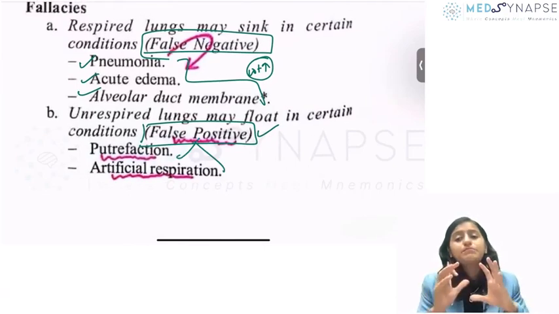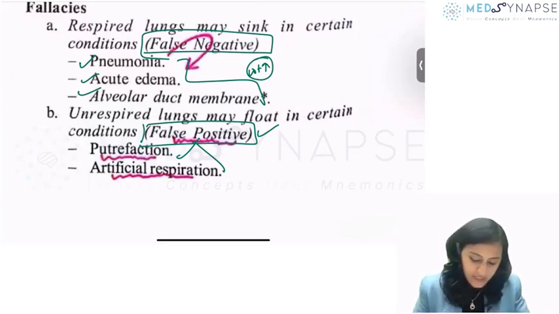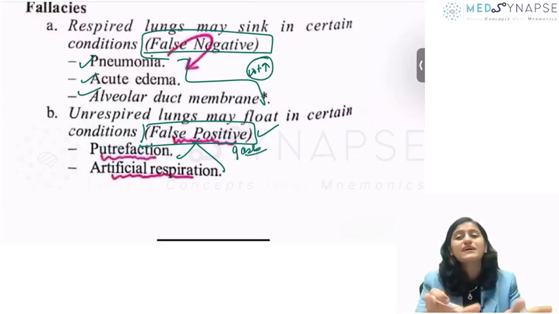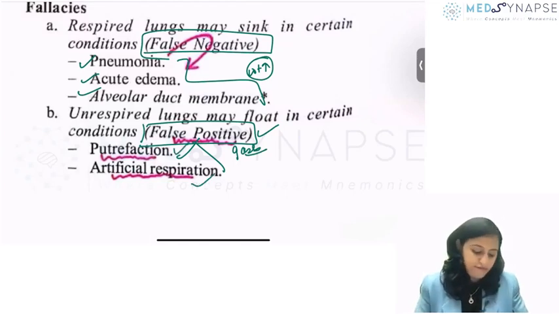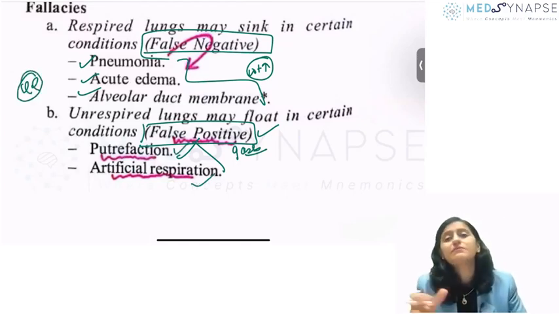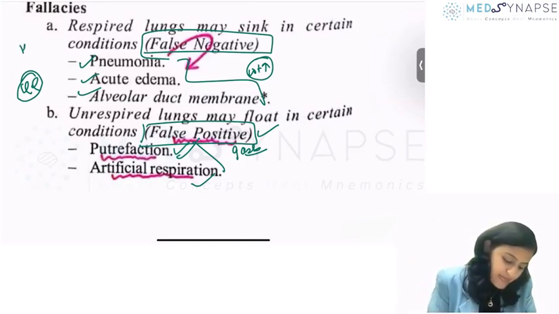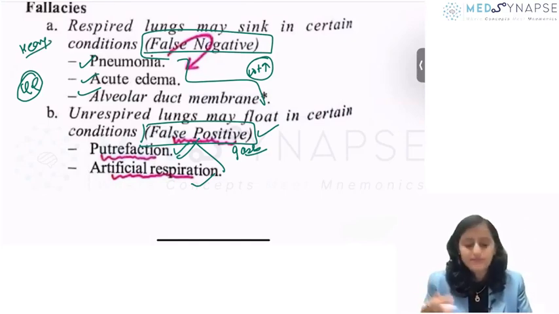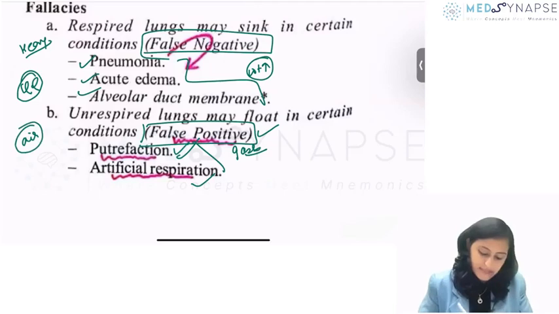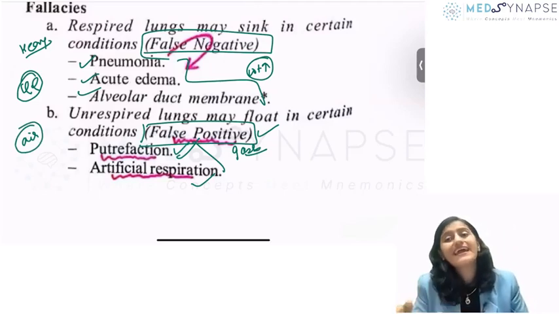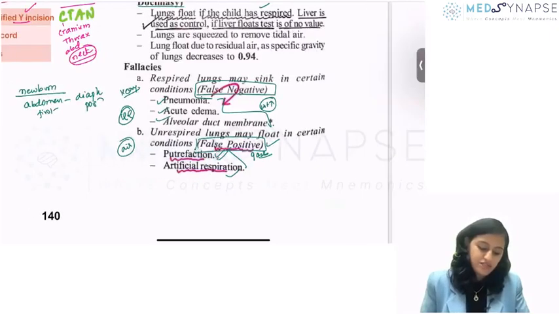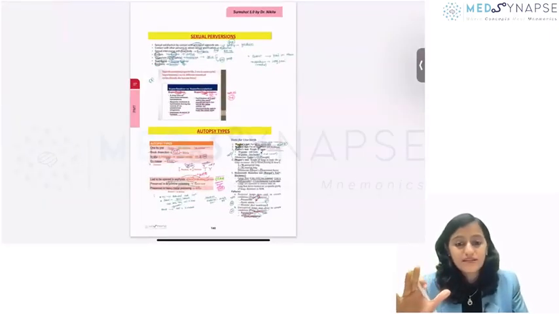So remember, putrefaction because of the production of gases, or artificial breath given to the baby, will give false positive. So important, remember what is false negative, false positive. False negative means it's a heavy lung due to edema, consolidation. And false positive means air is present. So putrefaction, artificial breath. Is this clear with everyone, the test?